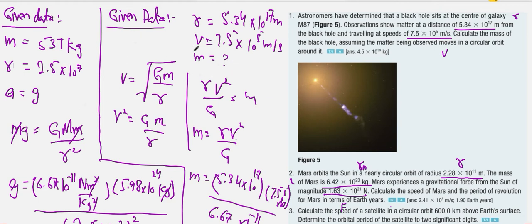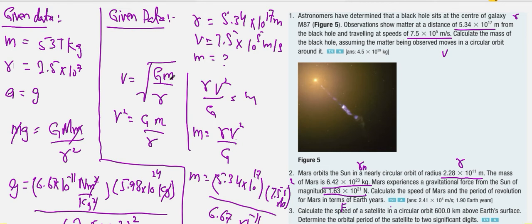We know for an object which is orbiting around a massive object, the formula is V is equal to under root GM over r. In this formula, V is the velocity of the object which is in orbit, G is the gravitational constant, or the universal gravitational constant, M is the mass of the object around which the other object is orbiting.